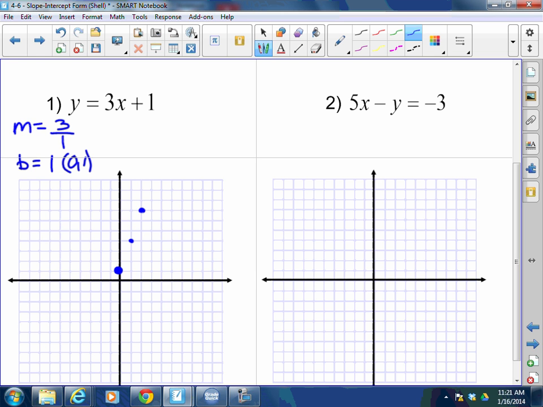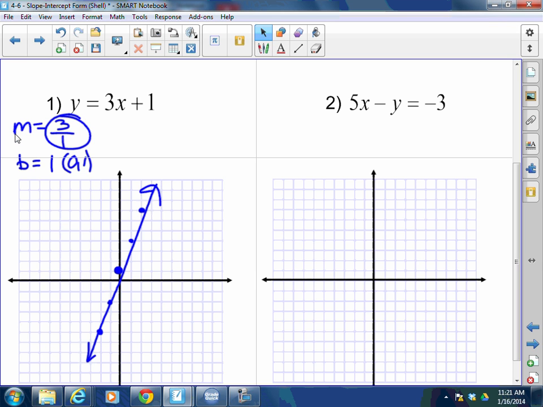Now let's go backwards. When we go backwards, we do the opposite of this. Instead of going up 3, we go down 3. Instead of going 1 to the right, we go 1 to the left. So you go back to your y-intercept, down 1, 2, 3, 1 to the left. Connect the dots.